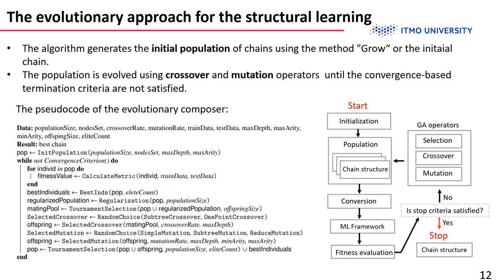The pseudocode of the simple evolutionary composer, so it's a program component that allows to solve the structural learning problem, is presented. It consists of several steps: the initialization of the population, calculation of the metric for each individual in the population, and then application of different evolutionary operators.